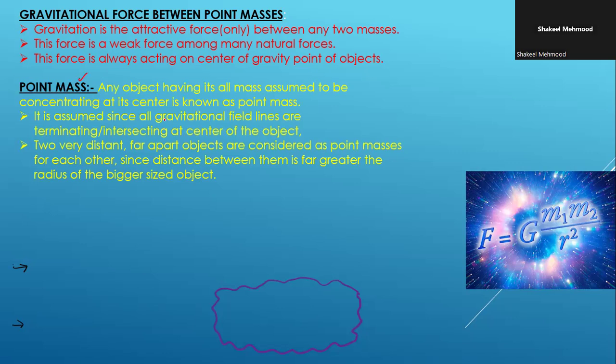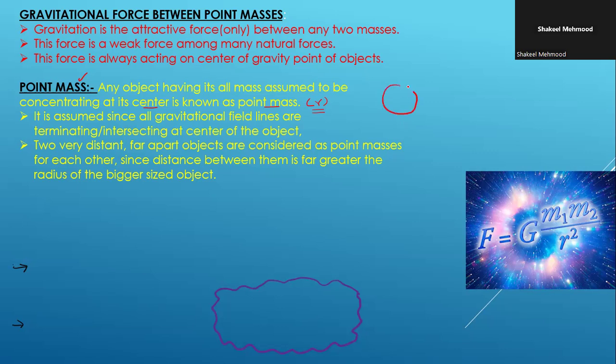So what is a point mass? If an object has all its mass concentrated at its center, then we say it is a point mass, because we have to measure the distance from that point at which the whole mass is concentrated. It is also assumed that all the gravitational field lines terminate or intersect at the center of that object.